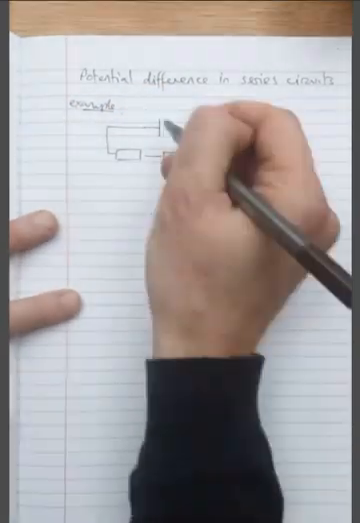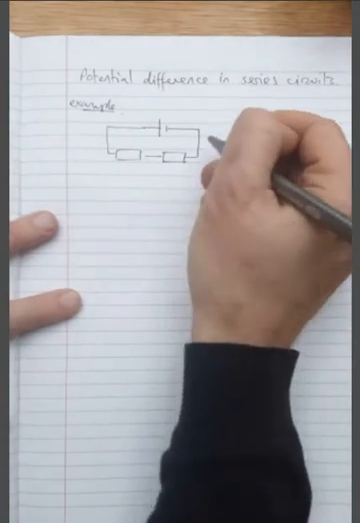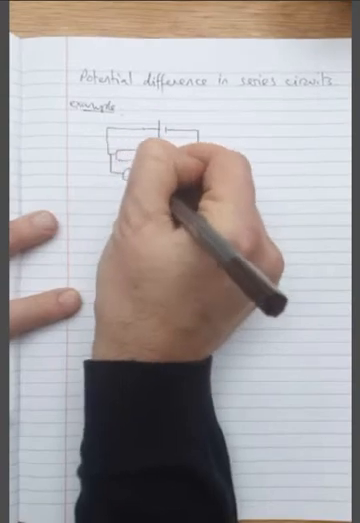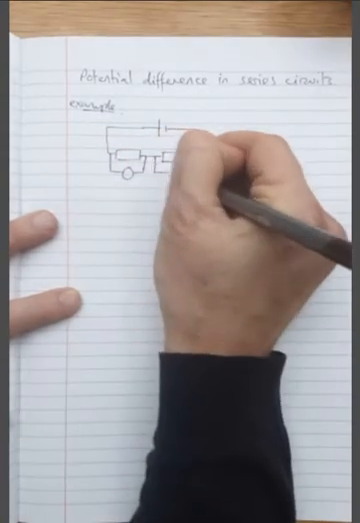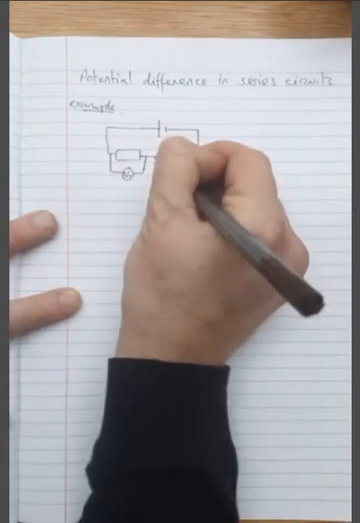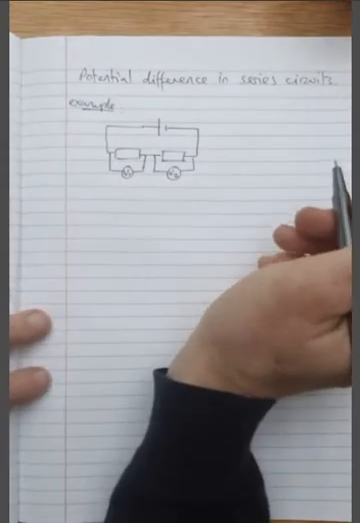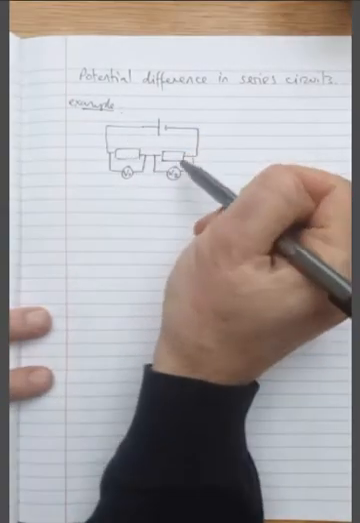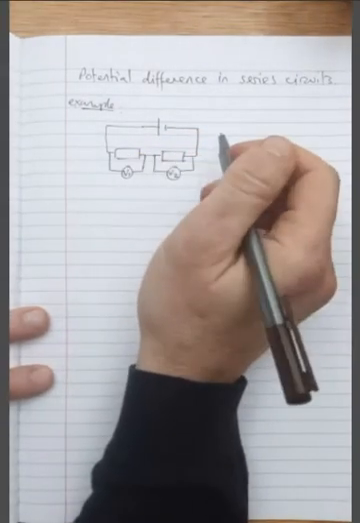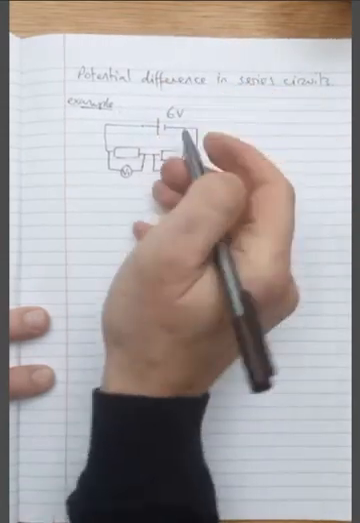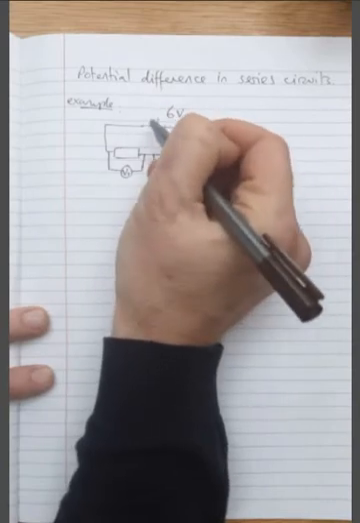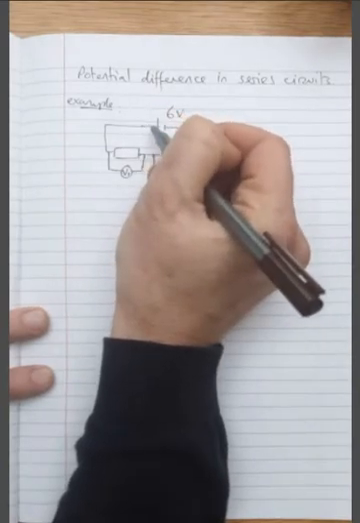Now remember, if we're looking at potential difference, we measure the potential difference across the component. So our voltmeter goes across the component that we're interested in. I'm going to call this V1 and V2. Remember our ammeters went in series, our voltmeters go in parallel. Now, our potential difference across our cell, from one end to the other end of our cell, is 6 volts.